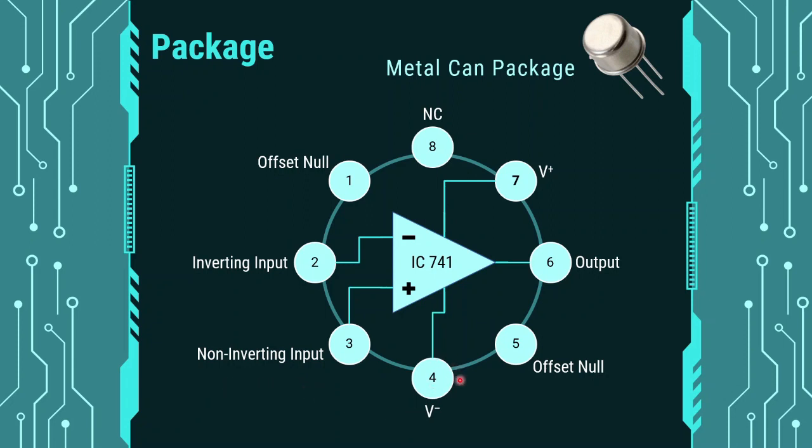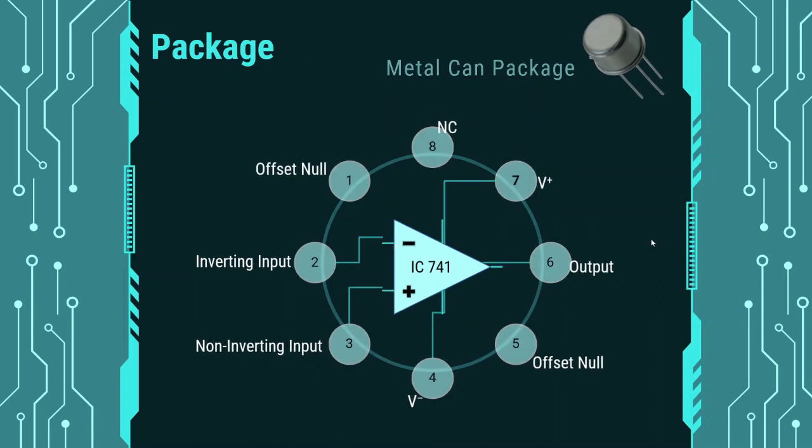The fourth pin indicates the negative power supply voltage. Pin 5 indicates the offset null. The pin 6 indicates the output terminal. The pin 7 is the positive power supply. And the pin 8 is NC, that is, no connection.